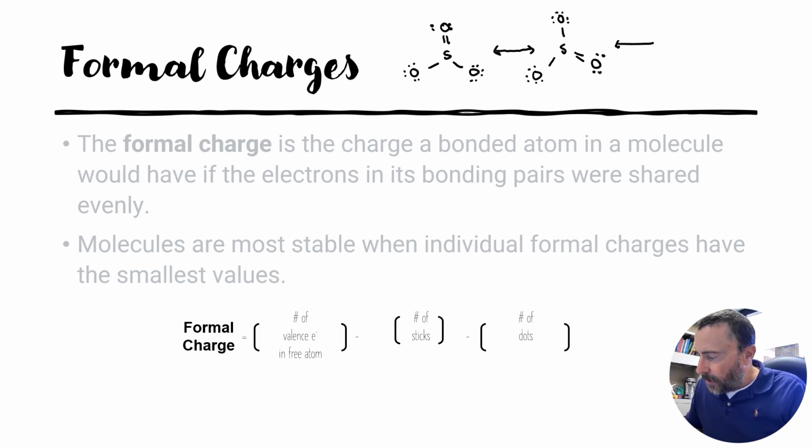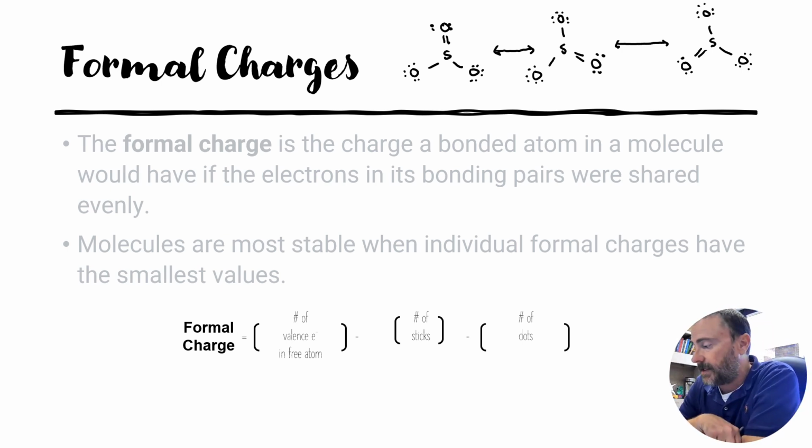Or I could have drawn it where the double bond was to this oxygen. These are all valid ways of drawing this. All of them have the oxygens having octets, and all of them show that sulfur with an octet. They're all valid ways of drawing this exact same molecule.